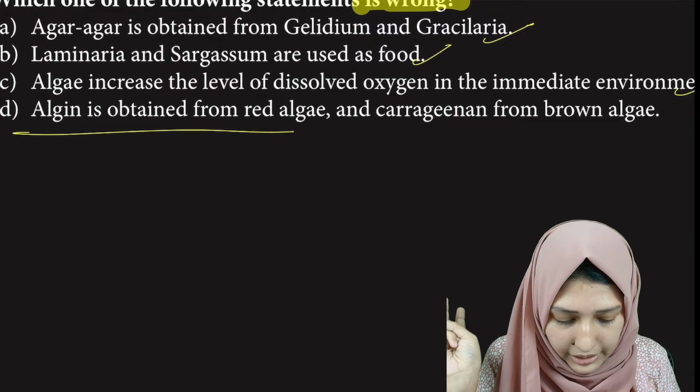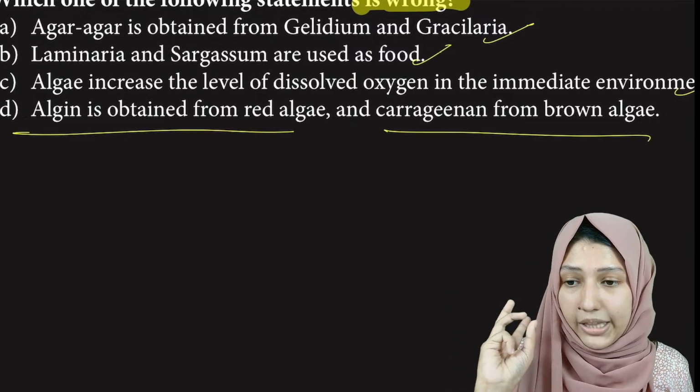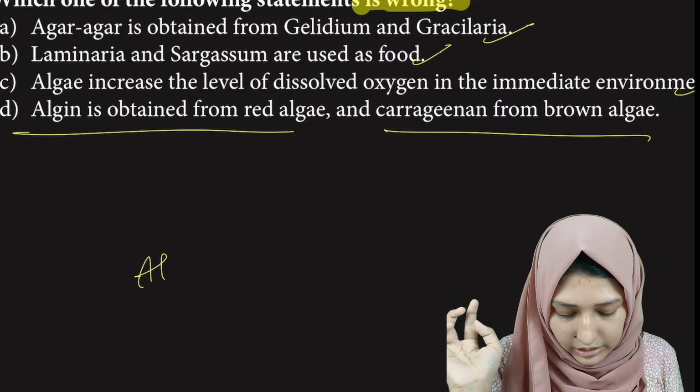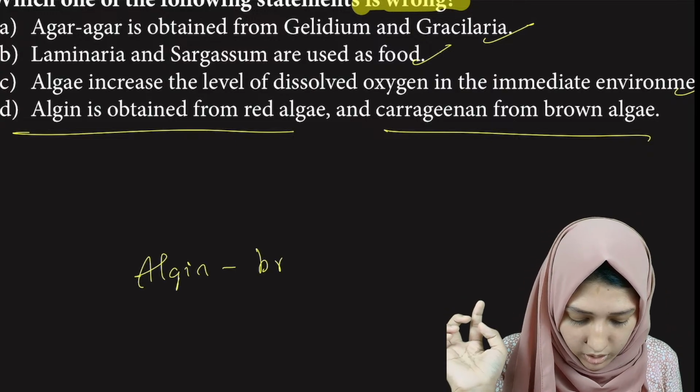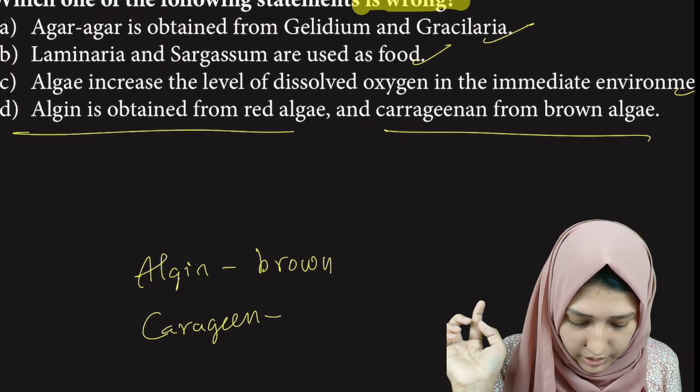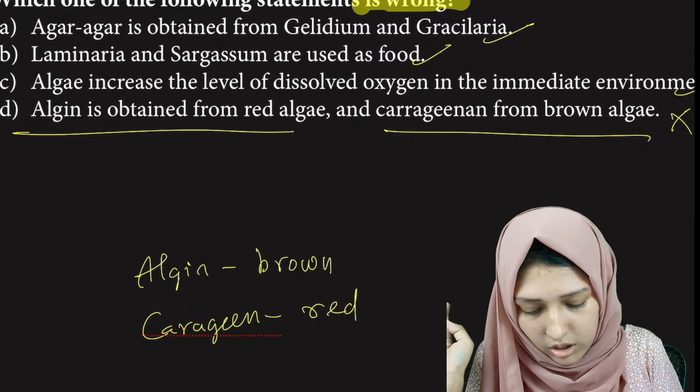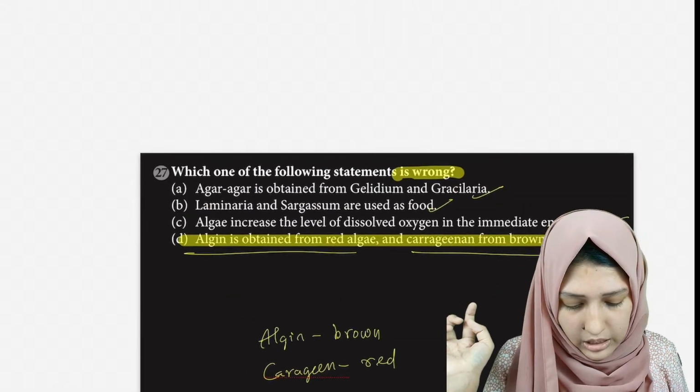Algin is from red algae and carrageen is from brown algae. They have given it reverse. Algin is obtained from brown algae, and carrageen is from red. So this is the wrong option and this comes to be the right answer.